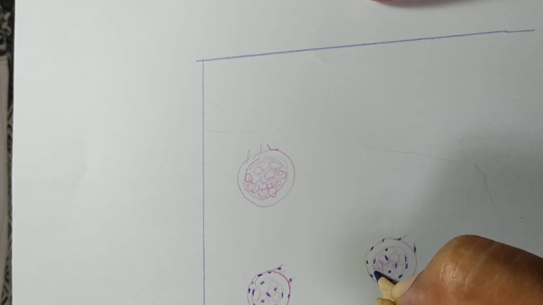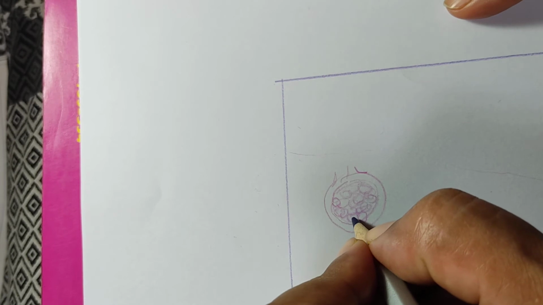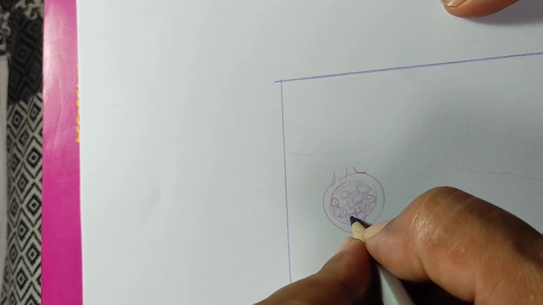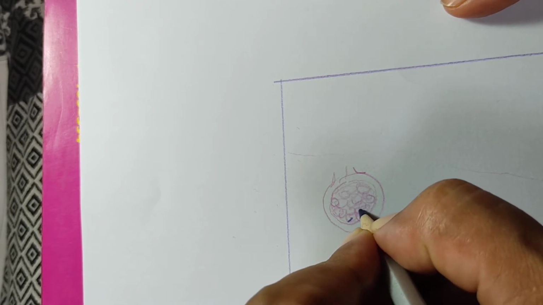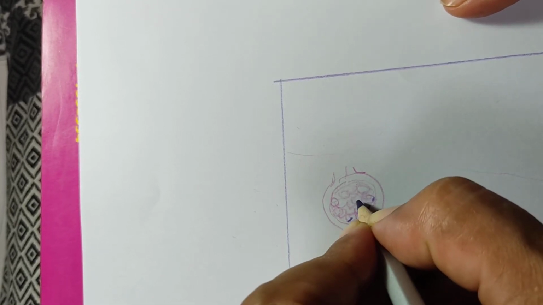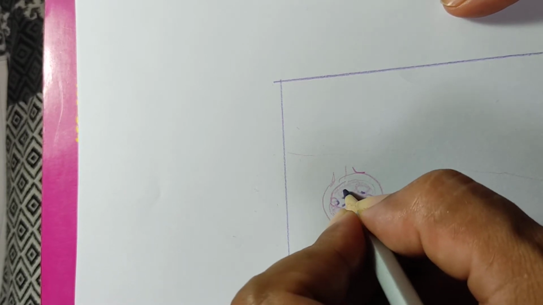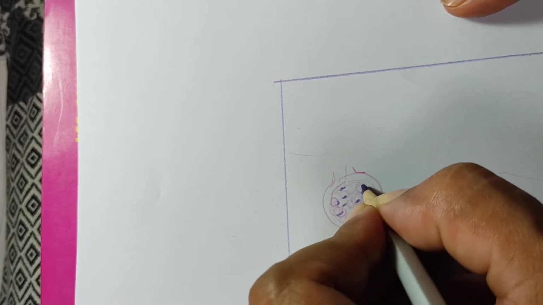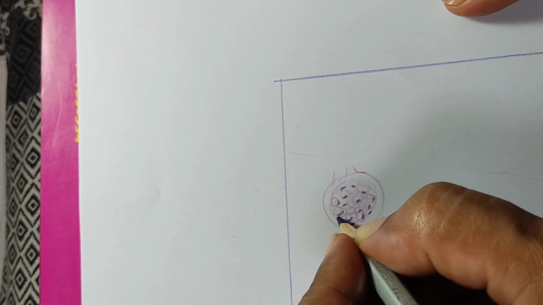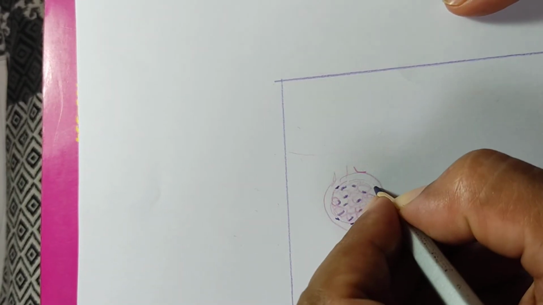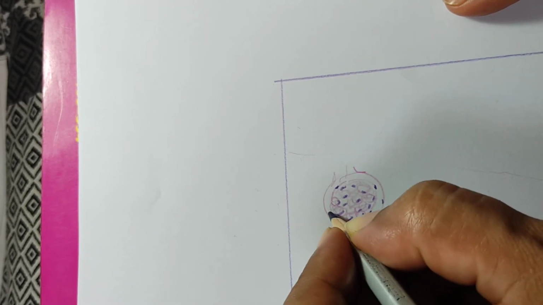The visceral layer nuclei. Here again, the visceral layer nuclei and the parietal layer nuclei.